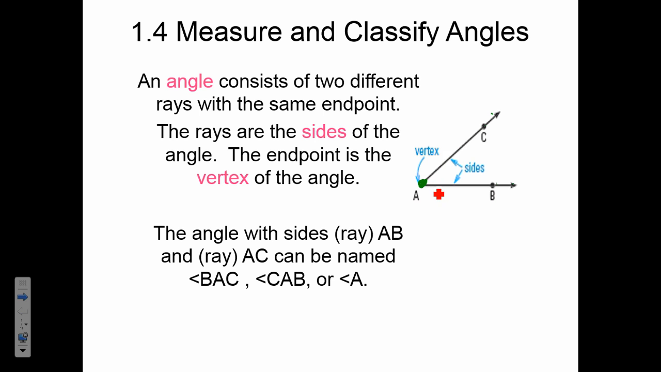An angle is made up of two rays. You can see here that we have these two rays that meet at a common point. That common point is called your vertex. The vertex is kind of like that turning point in reference to an angle.